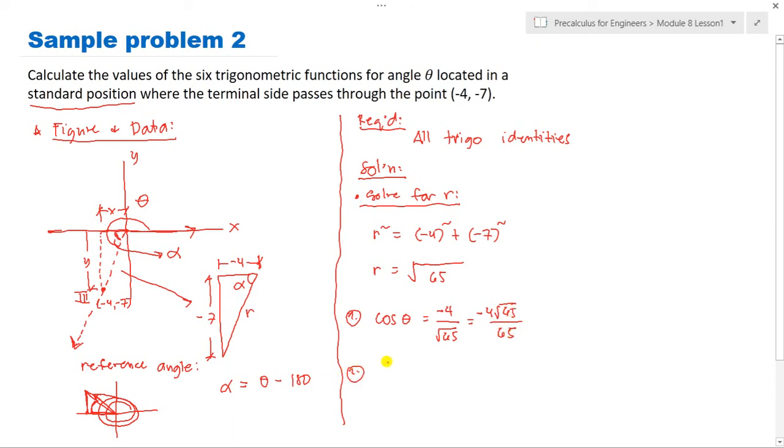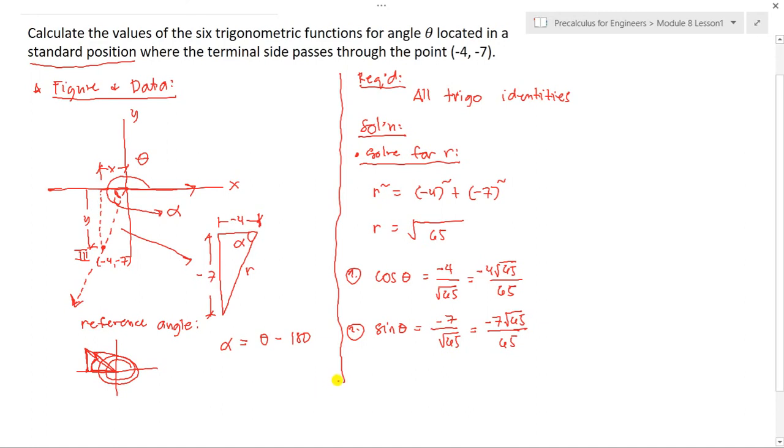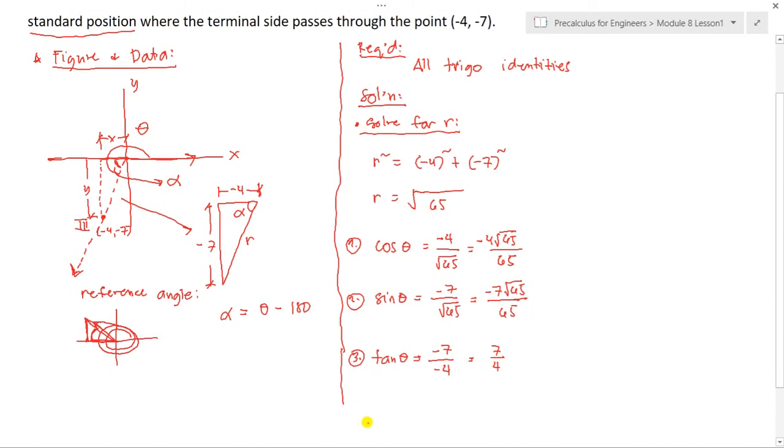How about the second one? That is sine of theta. That is equal to y, negative 7 all over square root of 65. Which is also equal to negative 7 square root of 65 divided by 65. Next, for our tangent. So that is tangent of theta is equal to y over x. So our y is negative 7 all over x negative 4. So the answer is positive 7 over 4.